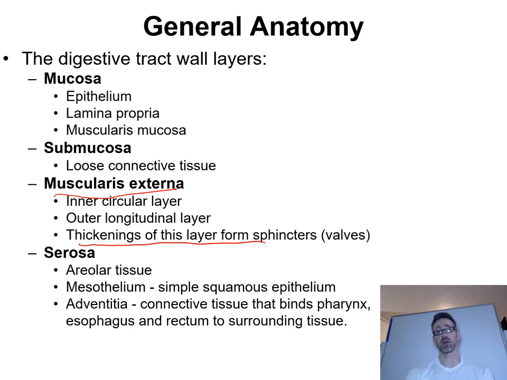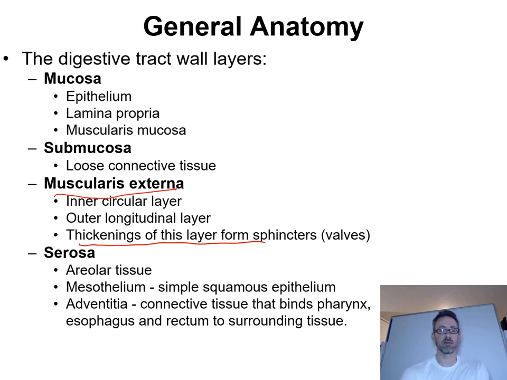And the stomach is separated from the small intestines by the pyloric sphincter. And the small intestines are separated from the large intestines by the ileocecal valve, which is another sphincter, and so on. Then we also have in the rectum, the anal sphincters. So there are sphincters throughout, and the muscularis externa is where they originate from. So it's thickenings of that layer.